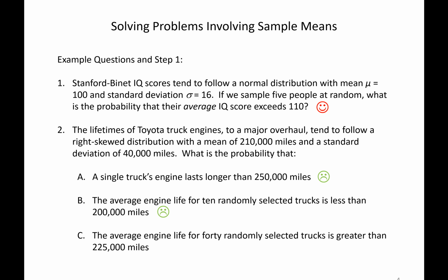What about the average engine life for 10 randomly selected trucks being less than 200,000 miles? Again, we cannot use the normal distribution for that because 10 is not big enough, and we don't know what the underlying distribution is, only that it's right skewed. So that leaves us to part C, which says the average engine life for 40 randomly selected trucks is greater than 225,000 miles. Can we do that one? Yes, we can, because our sample size is bigger than 30. Doesn't matter what the underlying distribution is.